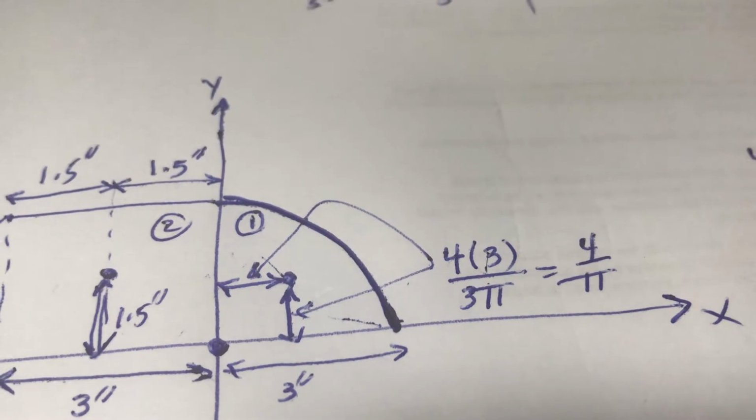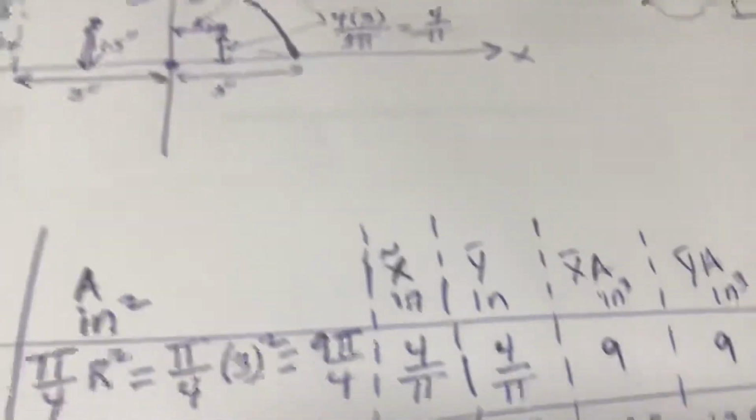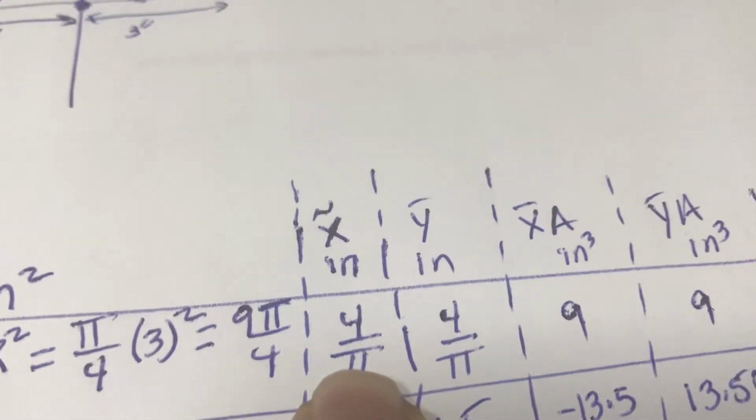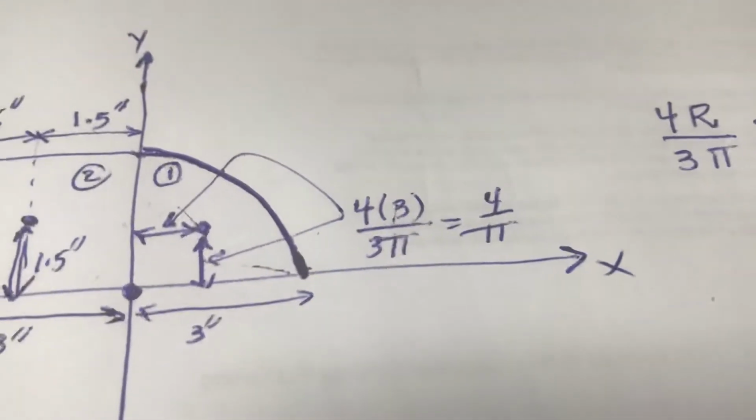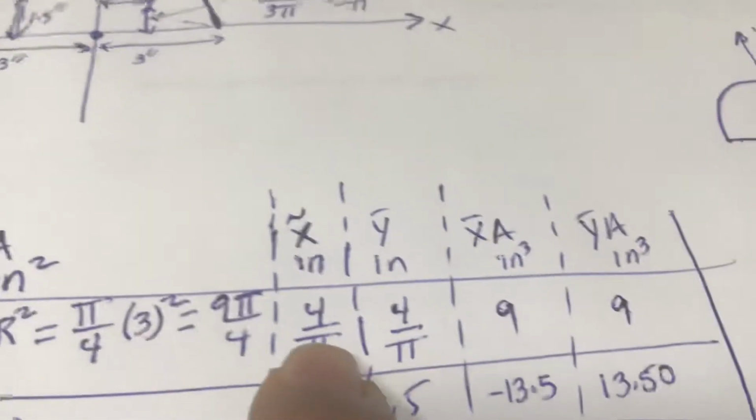And that is the y bar. So let's find the x bar. X bar is this one, 4 over pi. So 4 over pi is x bar. That's in inches. And what is y bar? Y bar is this one, from the x-axis, 4 over pi 2.